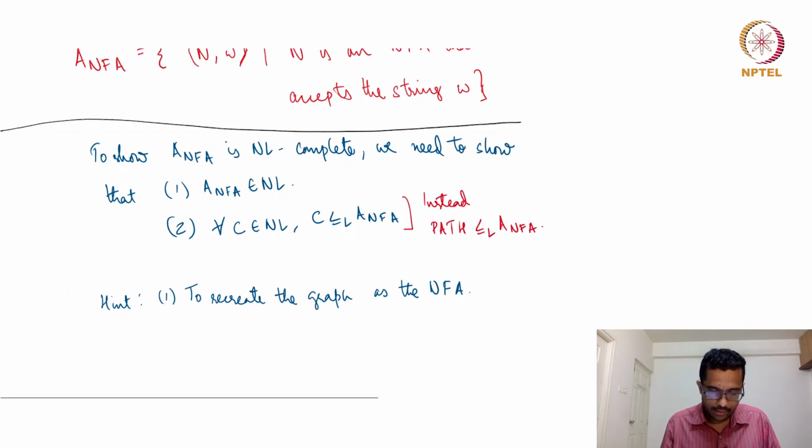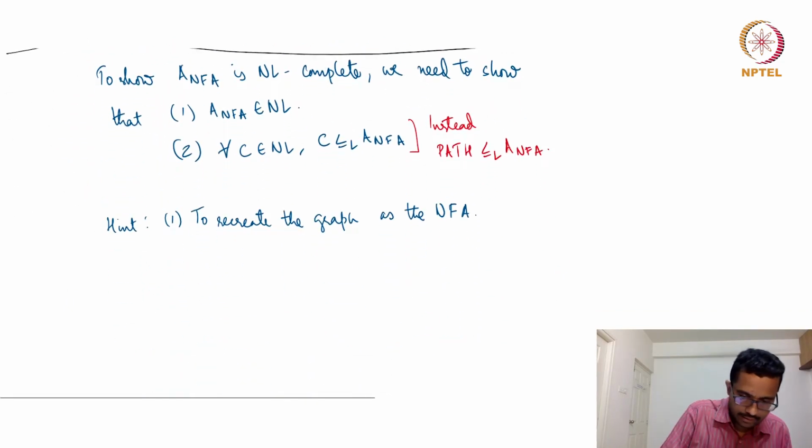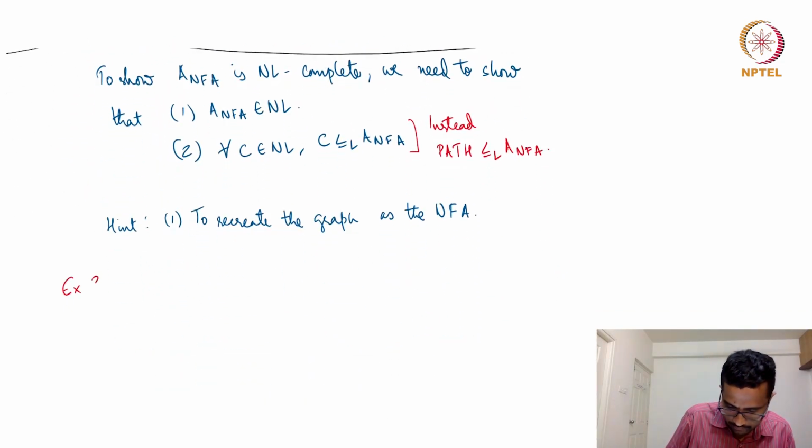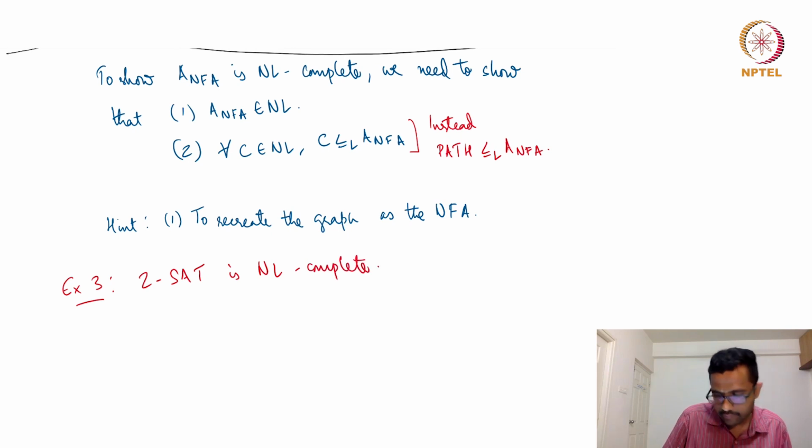And another language that I will just mention that is NL complete: 2SAT is NL complete, right? 2SAT is where it's an AND of clauses, and each clause is an OR of 2 literals. So it turns out this is also NL complete. You can think about this.